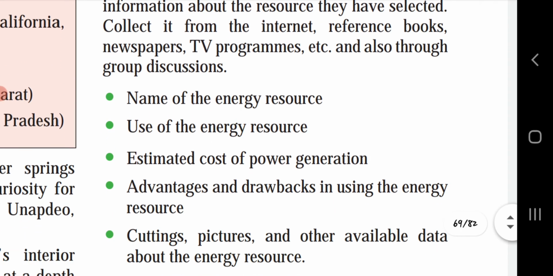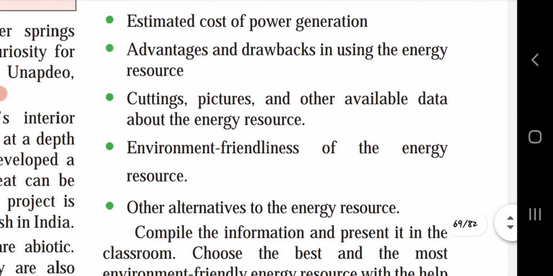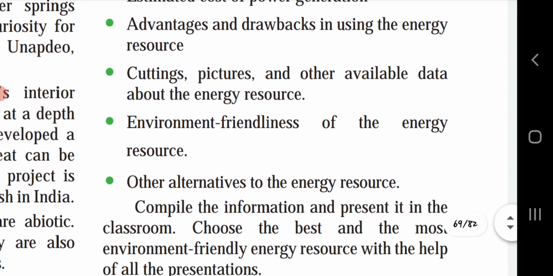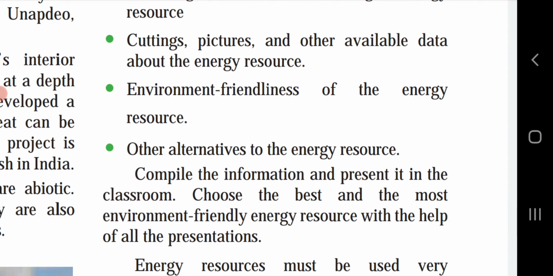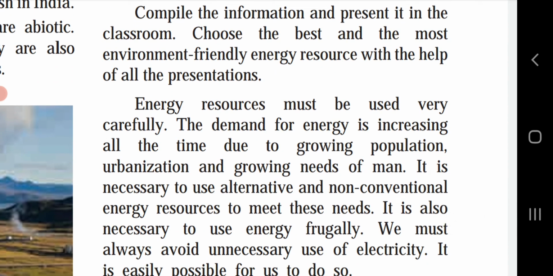Name of the energy resource, use of the energy resource, estimated cost of power generation, advantages and drawbacks in using the energy resource, cutting pictures and other available data about the energy resource, environment friendliness of the energy resource, other alternatives to the energy resource. All this content you have to find out and write in your classwork. Compile the information and present it in the classroom. We are not in school; few students are in school and few are not there. So you have to complete this activity individually and write it down in your notebook.